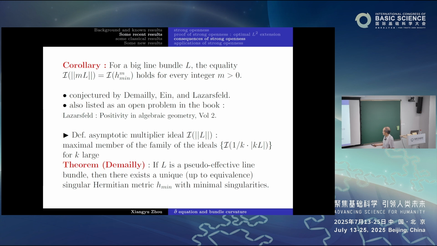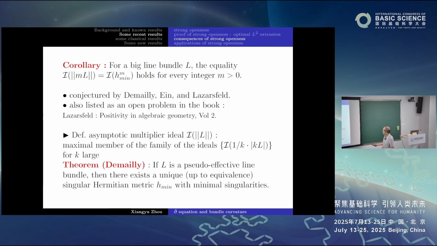So the meaning of this symbol: this is the so-called asymptotic multiplier ideal. This is the maximum member of the family of the ideals, given by the linear system. And h_min is guaranteed by Demailly's theorem: for any pseudo-effective line bundle, there exists a unique, up to equivalence, singular Hermitian metric with minimal singularities.